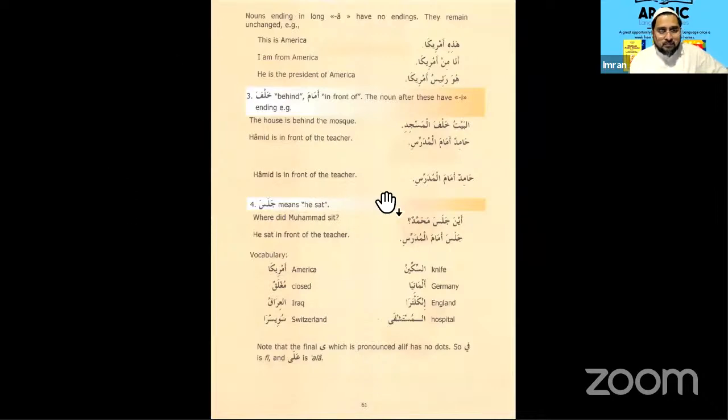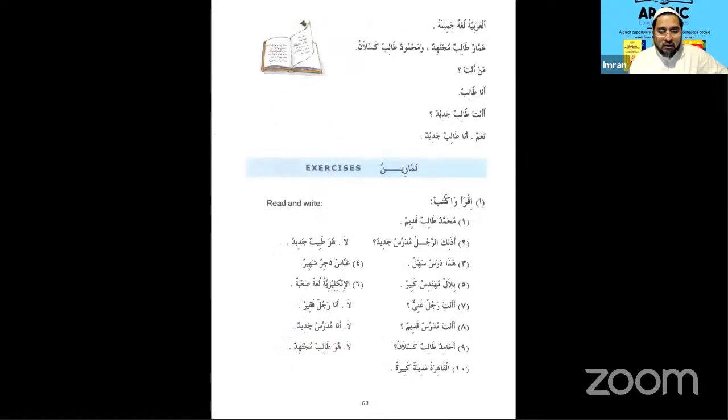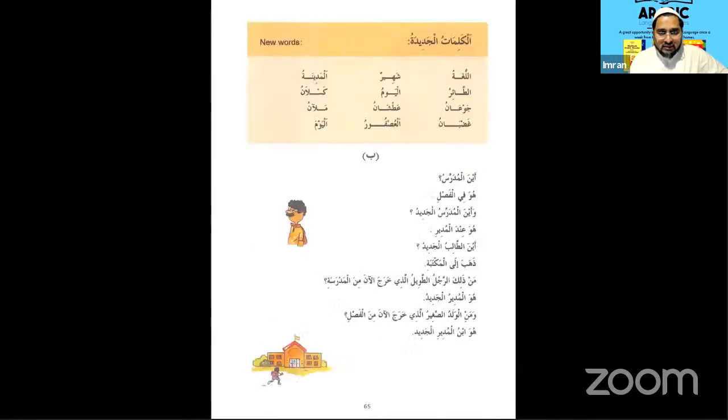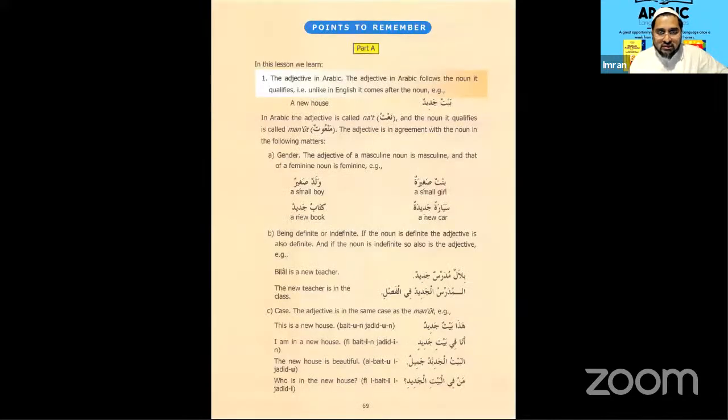So last lesson we completed lesson number 8. We went through the details of the lesson, and then we were going to start lesson number 9 today. Before I start the lesson itself, it will be good that we go through the points to remember in this lesson, so we know exactly what's happening. This whole lesson is going to teach us about adjectives. So how do you make an adjective for a word?